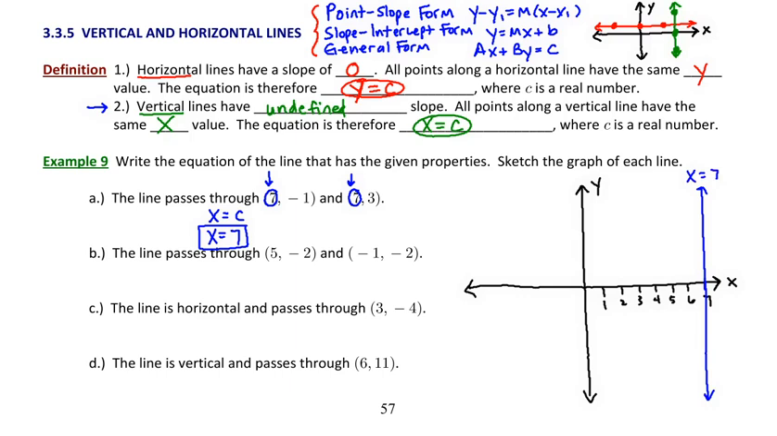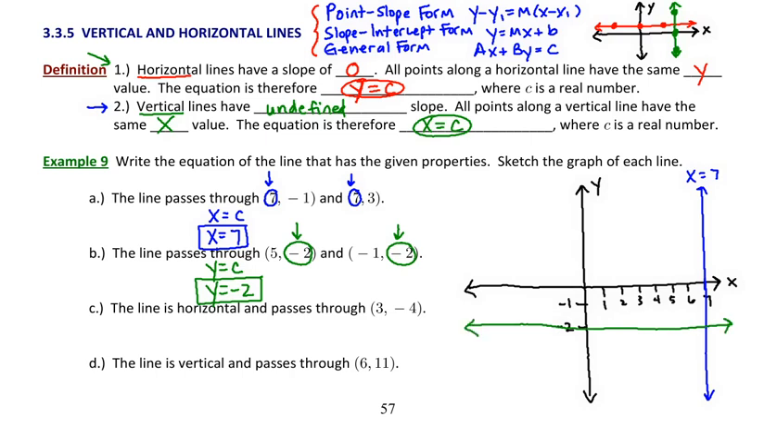Example B, the line passes through 5, -2 and -1, -2. The thing that catches your attention easily in this pair of ordered pairs is that they share the same y value. If they have the same y value, then the line is going to be horizontal. The form for the equation of a horizontal line is y equal to some constant. And that constant is going to be whatever repeating number I see there in the y coordinate position. So the equation of this line is y equals -2. To graph the line, we're going to locate y equals -2 and then construct a horizontal line, same elevation all the way across, a little wiggly there, y equals -2.